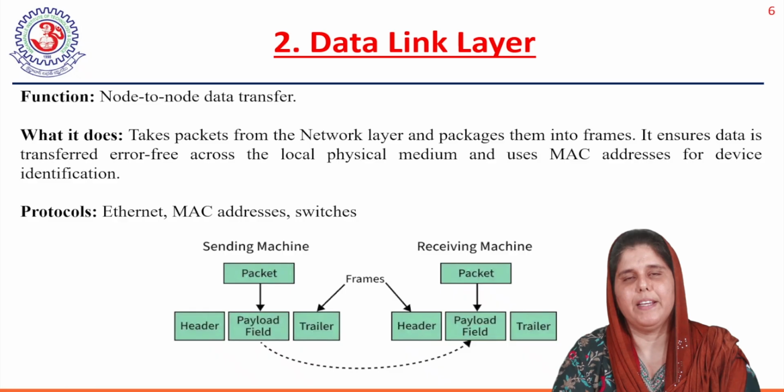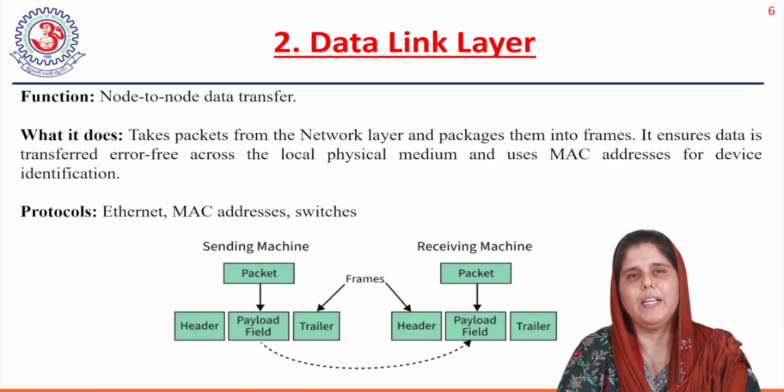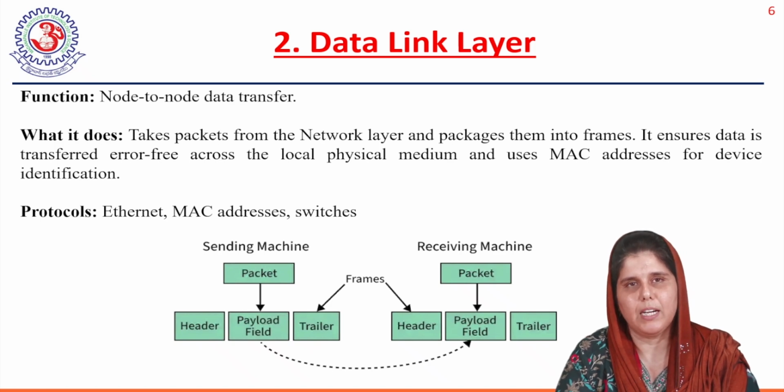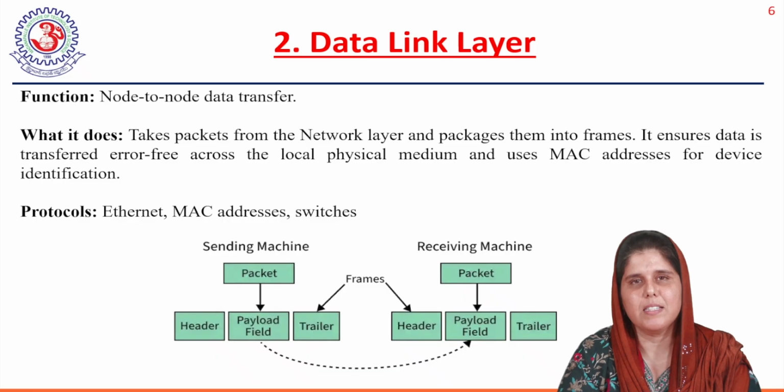And the next layer is the data link layer. In the data link layer, node to node data transfer takes place. That is, it takes packets from the network layer and packages them into frames. It also ensures error-free transfer across the local medium and uses MAC addresses for device identification. So various protocols used here are Ethernet, MAC addresses, and switches.